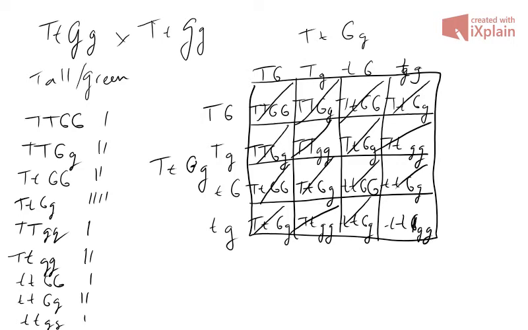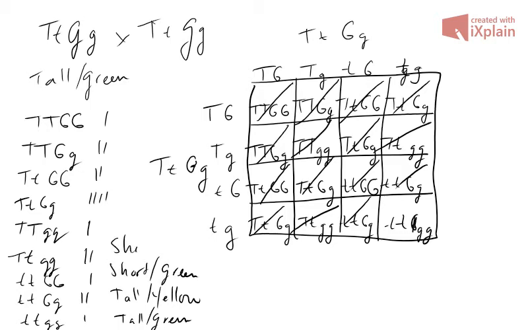And then, so these are our genotypes. As far as phenotypes go, well, we have tall and green. We have tall and yellow. Short and green. Short and yellow. Well, in order to be short and yellow, you have to have two little t's and two little g's. So that's just this one right down here in the bottom. So we got one of those.